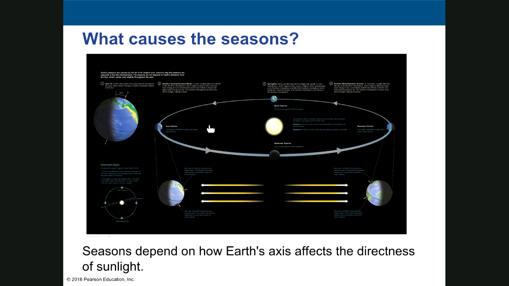And that explains it. If you're at a position where the tilt gives you more sunlight, that's summer. Less sunlight is winter. All right? So the seasons, which are important to predict, depend completely on that tilt of the Earth.